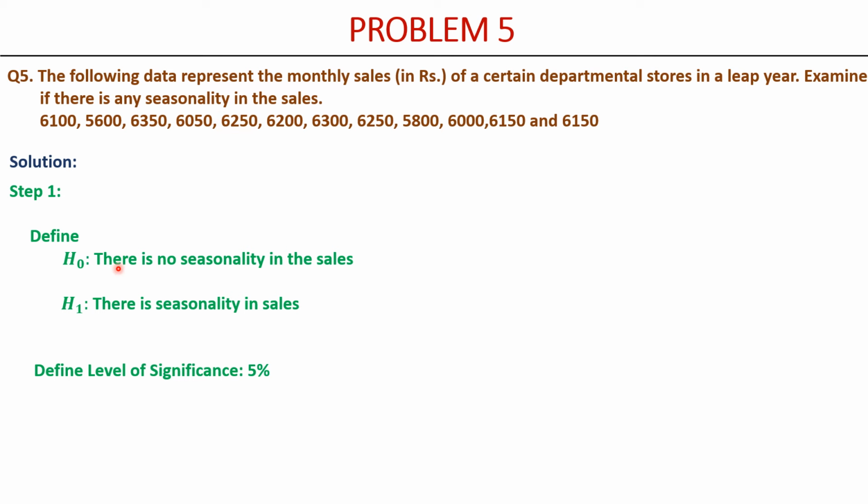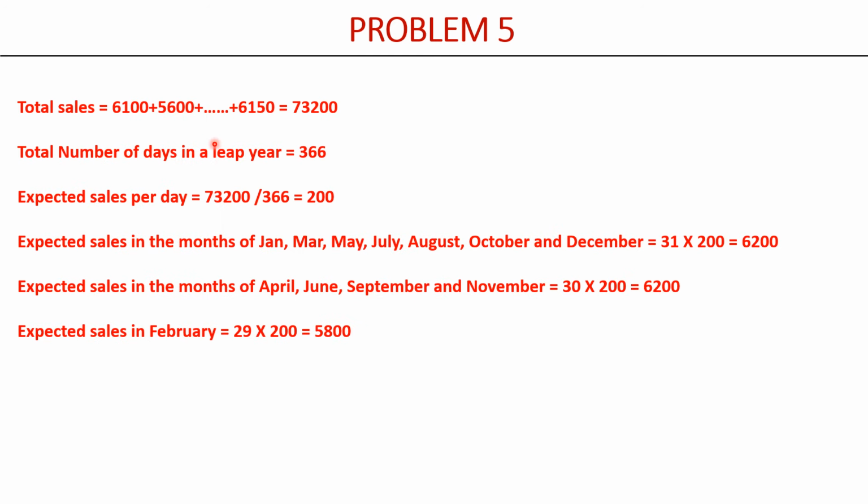So our null hypothesis will be that there is no seasonality in the sales. H1 will mean there is seasonality in sales, and let us check at a 5% level of significance which of our hypotheses is true. So the total sales of all the 12 months is 73,200. The total number of days in a leap year is 366. So for the expected sales per day, 366 days having 73,200 in sales, per day is 200.